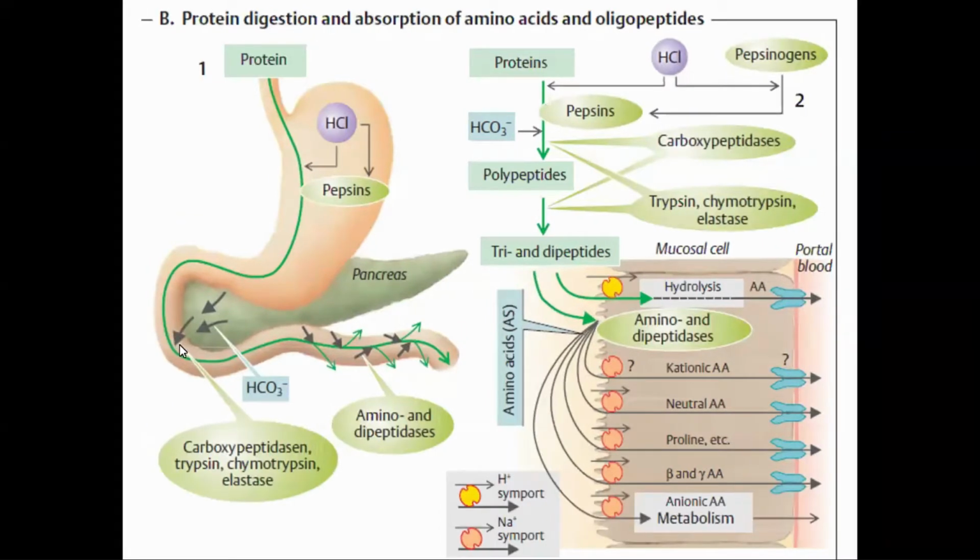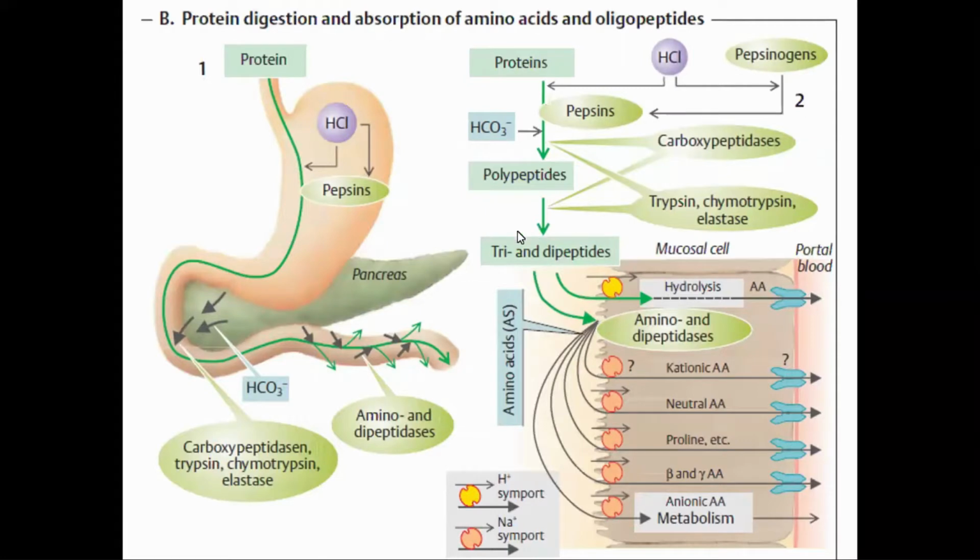Of the enzymatic components which are in the inactive form, these inactive enzymes are converted into active enzymes by enterokinases, or enteropeptidase, that is the brush border enzymes present in the small intestine. They convert the enzymes into the active form, and once the active enzymes are produced, they cleave the tripeptides and dipeptides into amino acids. So amino acids are absorbed.